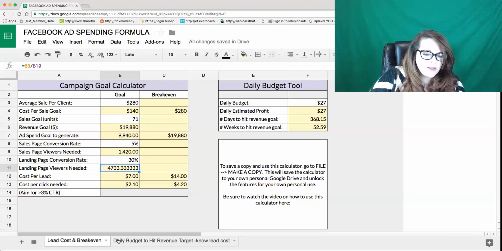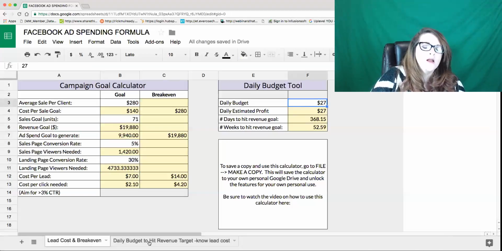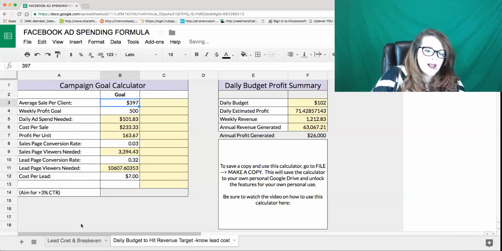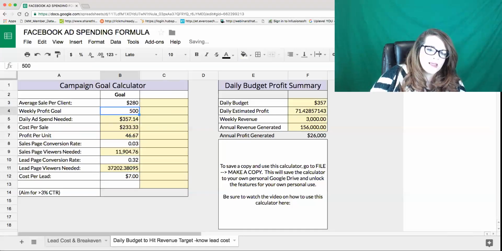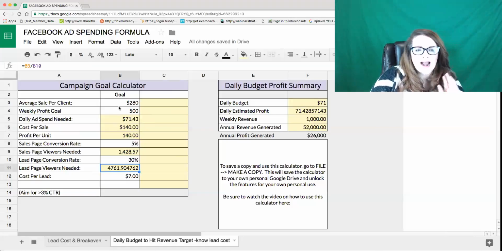So the other piece of this calculator is the daily budget to hit revenue target. So this is when you know your cost per lead already. And this is going to tell you what your daily budget needs to be in order to hit that sales target. So if you don't want to sit here and play around with daily budgets over here, once we know our daily cost per lead, so let's say it's $7, right? We can just pop in over here, $7. And our average sale per client was $280. And our sales page conversion rate, we said it was 5%. And our lead page conversion rate was 30%. Right? So we're just popping over our actual numbers here.